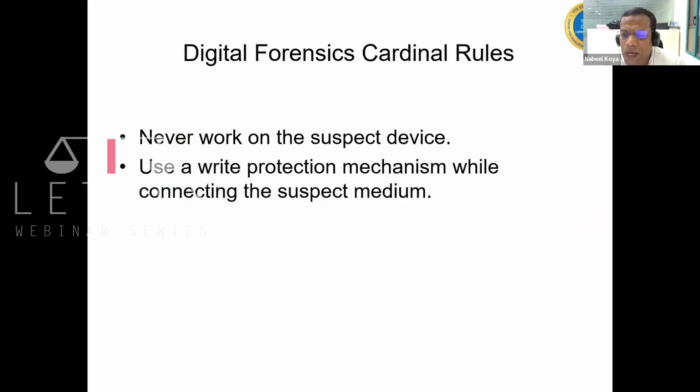The cardinal rule in digital forensics is that you should never work on the suspect device. The reason is that in other forensic sciences, you always work on a sample of the original evidence, for a blood stain, hair, or fingerprints, and that is equivalent to analysis of the complete original evidence. But in digital evidence, you cannot work on the original evidence. You need to work on a copy of the original evidence.